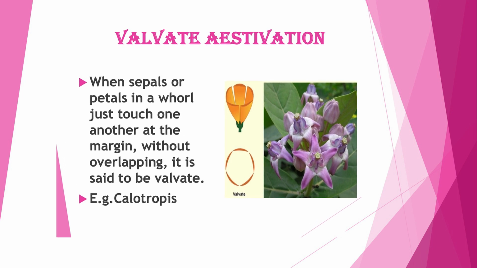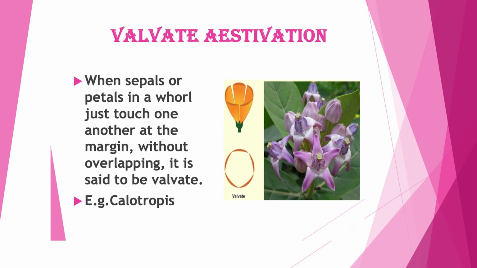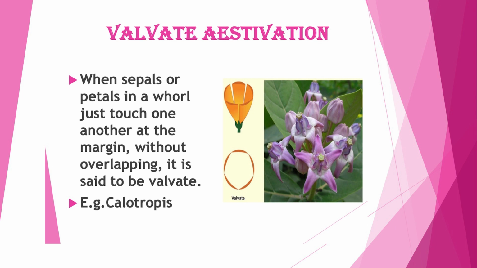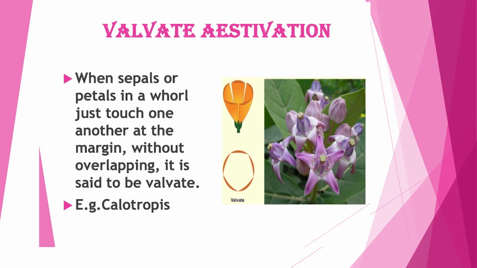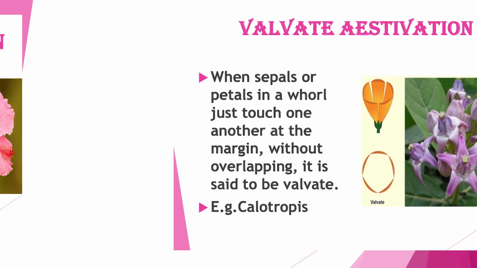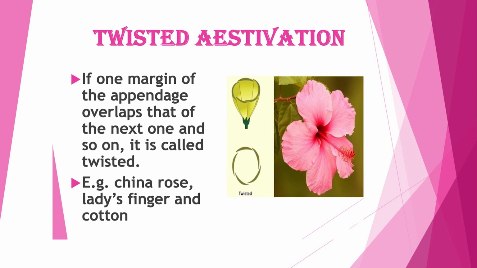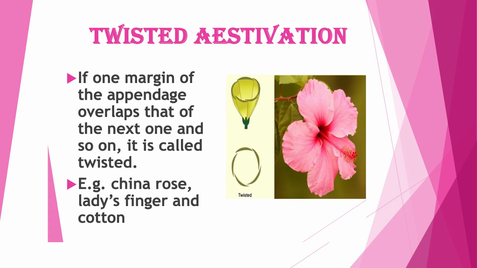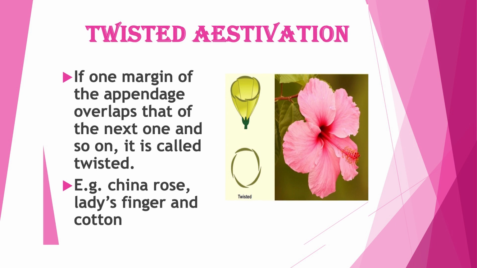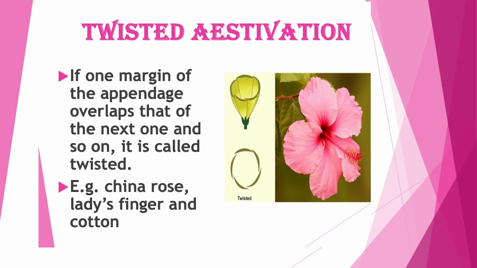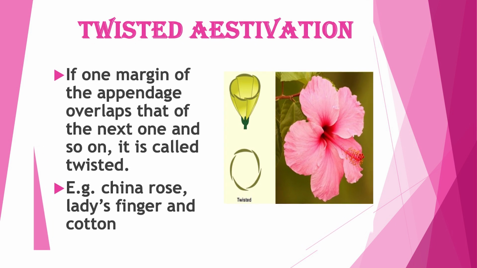Valvate estivation, when the sepals or petals in a whorl just touch one another at the margin without overlapping. For example, calotropis. Twisted estivation, if one margin of the appendage overlaps that of the next one and so on. It is called twisted. For example, China rose, ladyfinger and cotton.